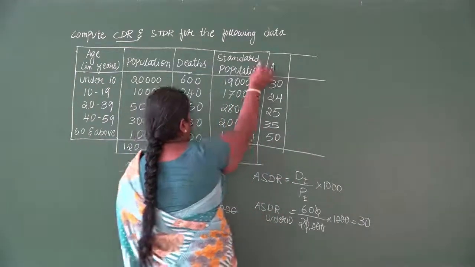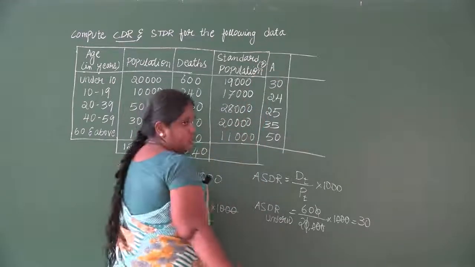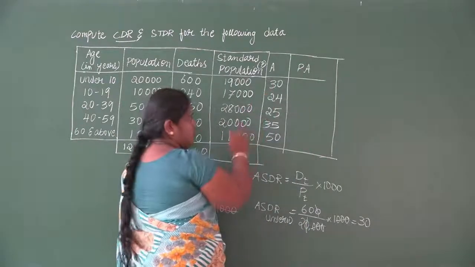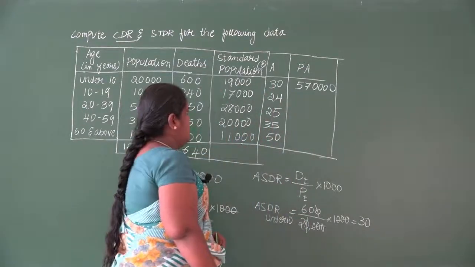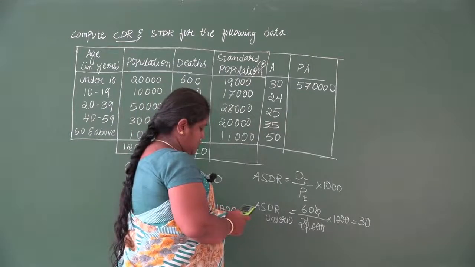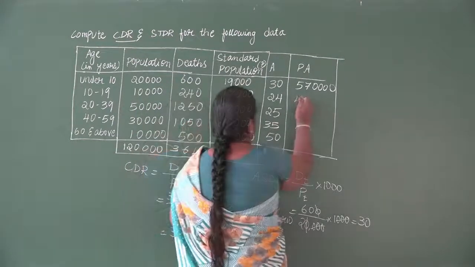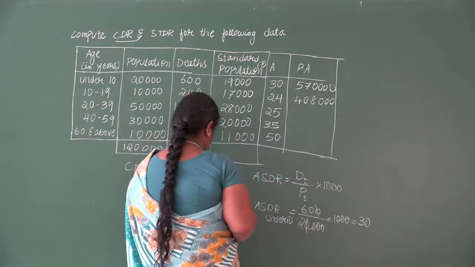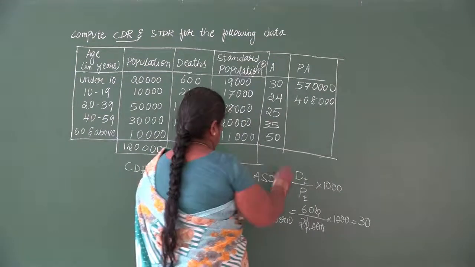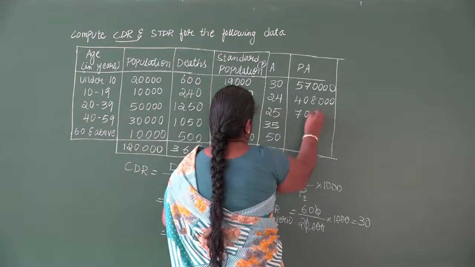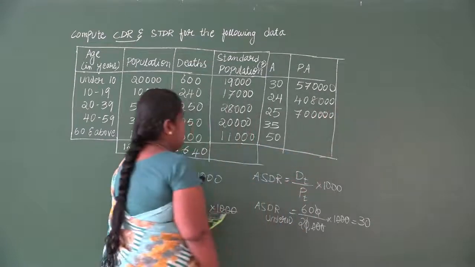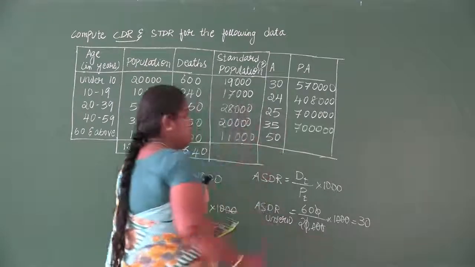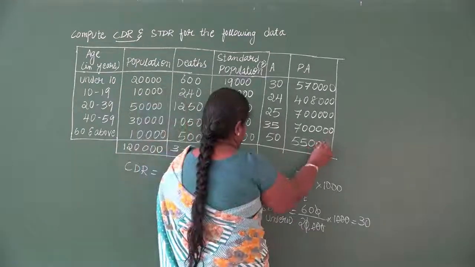So standard population we have to take it as P. So next multiply P and A. You have to multiply it now. So 19,000 into 30, so you will get 5,70,000. Then multiply 17,000 into 24, which is 4,08,000. Then next 28,000 into 25, which is 7 lakh. Then 35 into 20,000, again it is 7 lakh. Then 11,000 into 50, 5 lakh 50,000.